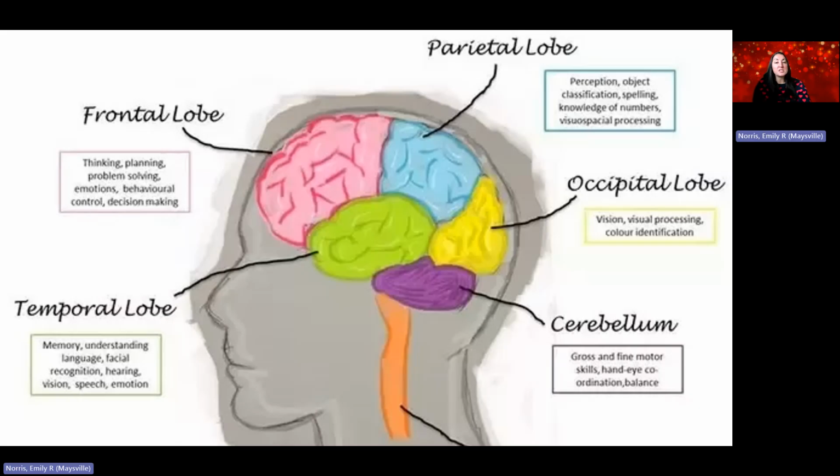The parietal lobe, this is where your perception, where your sensation is all processed and you're able to feel things because of the parietal lobe. You're able to recognize objects by feel, by sensation. Your spelling is in your parietal lobe. Your knowledge of numbers, your visual, spatial processing, all of that is in the parietal lobe. Occipital lobe, primarily vision. And then your cerebellum, which we didn't talk a lot about, but that is your coordination, your balance, your motor control.